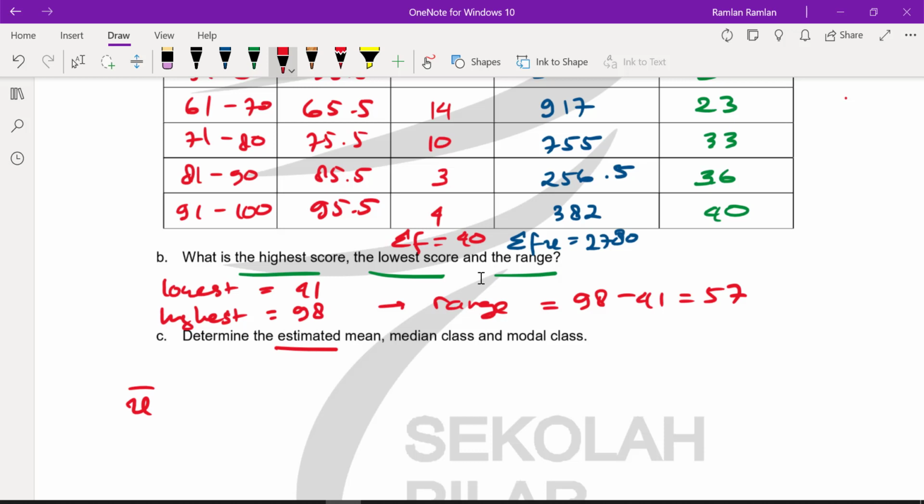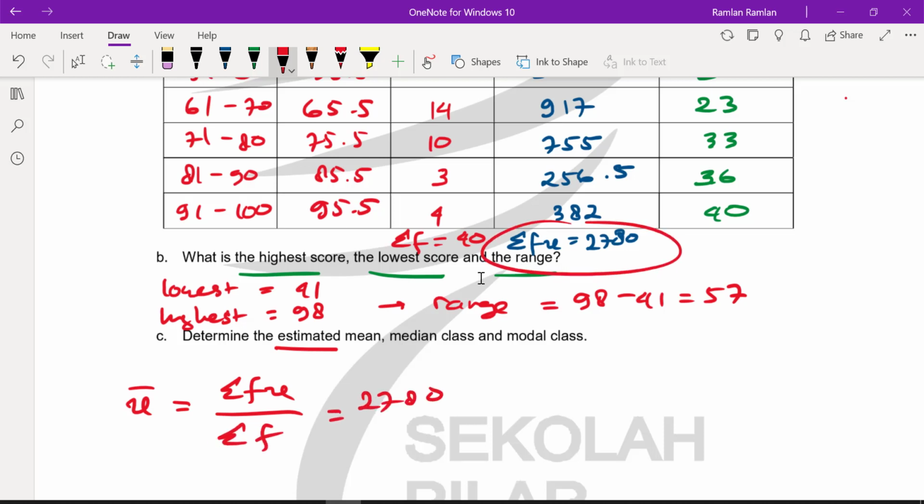I'm going to write it down like this. This is the symbol for estimated mean, and then the exact same formula, we have sigma fx divided by sigma f, and we already have those two. That'll be 2780 from here, and then divide that by sigma f, which is 40, from over here. So 2780 divided by 40 will be equal to 69.5. Okay, so that is the estimated mean.